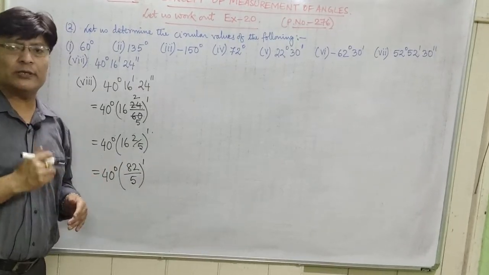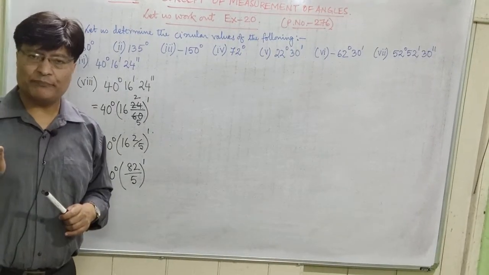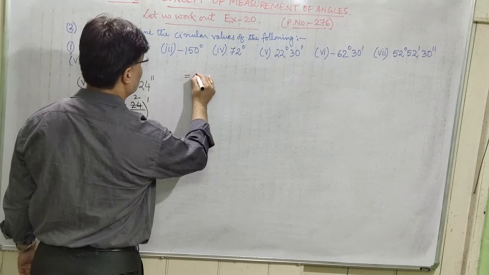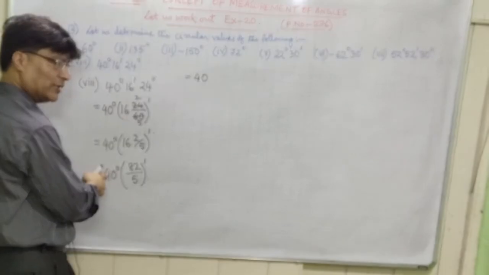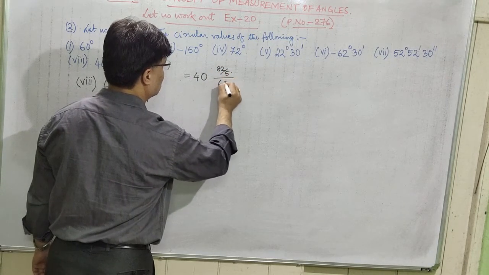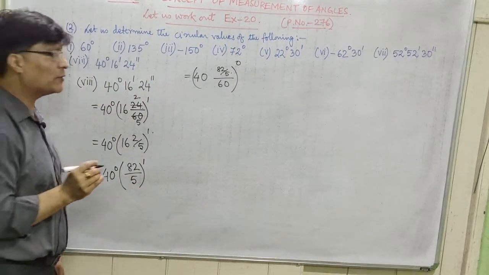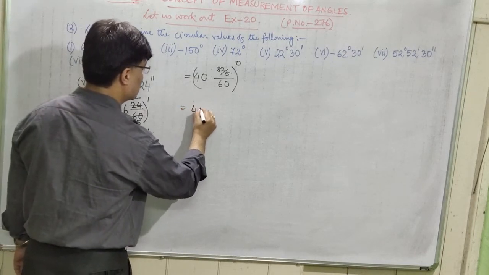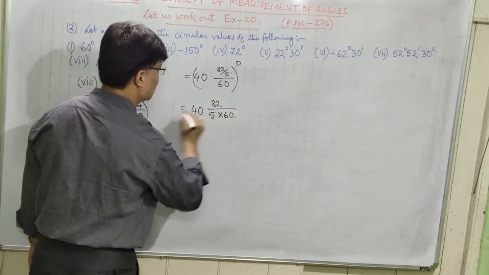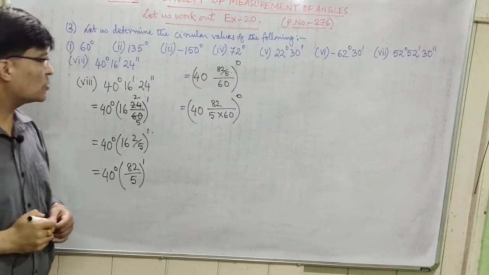Now this minutes should be converted into degrees. So you know that in order to convert minutes into degree, you have to divide that minute by 60 again. So which is equal to, that is 40, it is already in degrees, 82 by 5 divided by 60, now it is in terms of what? Degrees. So I think you have understood it.